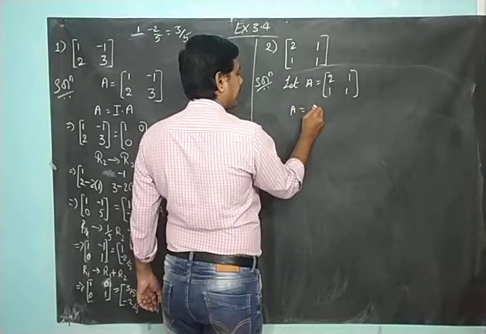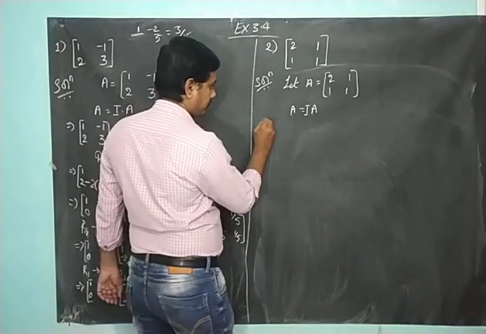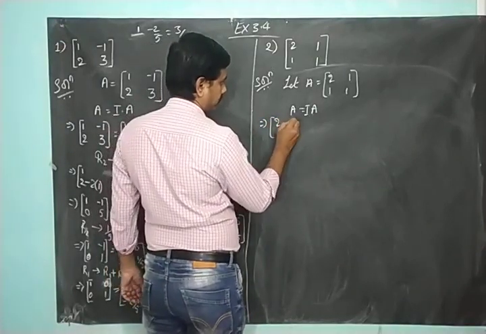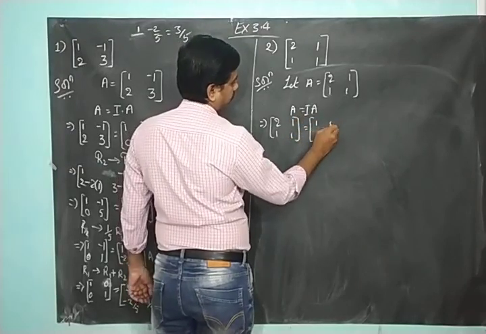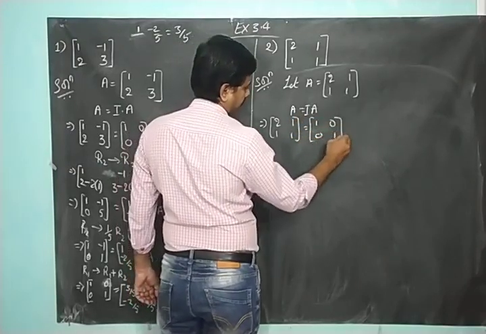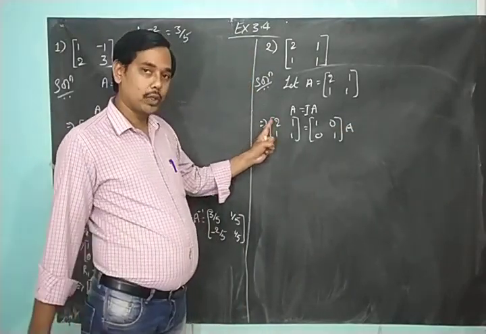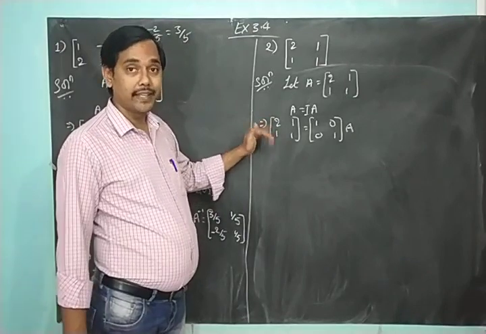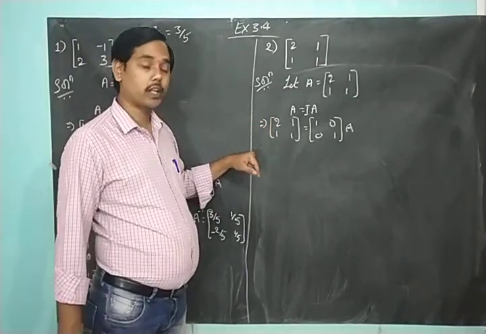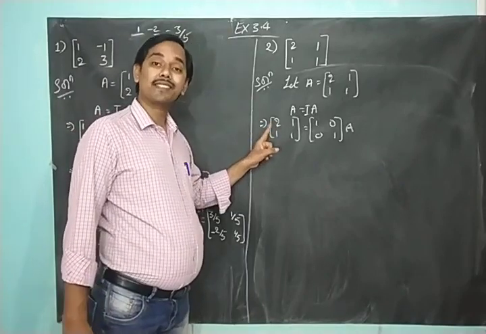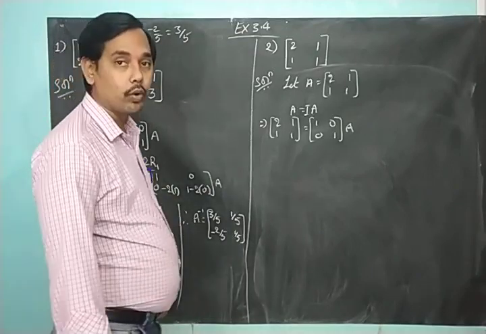So A can be written as I into A. Now, here I am having 2. I need to make this as 1 in order to get the convenient simplifications. To make the simplification more convenient, I need to make this 2 as 1. That is my first and foremost step. Then you have to proceed with the lower triangular elements.